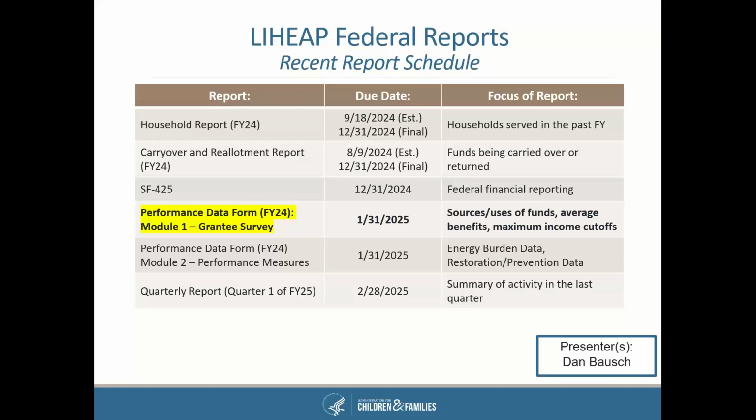This is a report schedule. This is a really nice thing to print out and keep on your wall or near your desk. It highlights all of the due dates for all of the reports that are upcoming, as well as the ones that have recently passed. What we're talking about today is Module 1 of the Performance Data Form, the Grantee Survey, and it will be due on the 31st of January in 2025. The focus of this report, as we'll talk about, are the sources and the uses of funds, average benefits, and maximum income cutoffs. This plays along with all of the other reports you see on this list to tell a full story of the LIHEAP program.